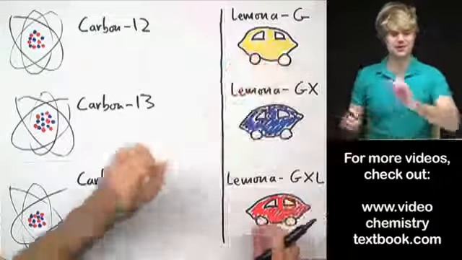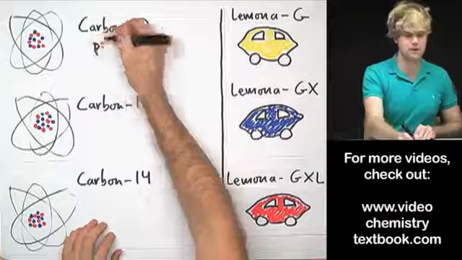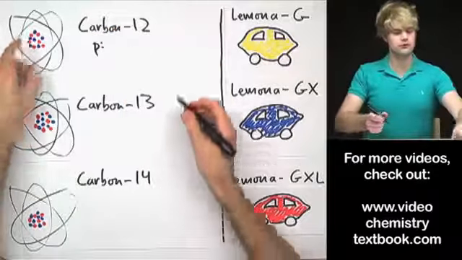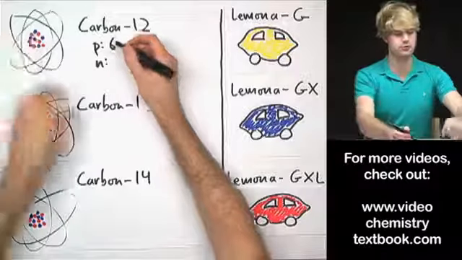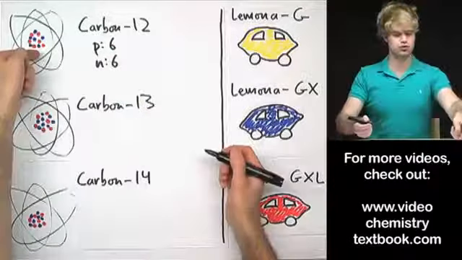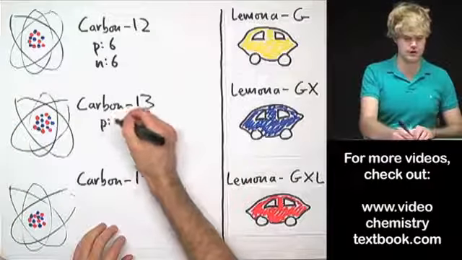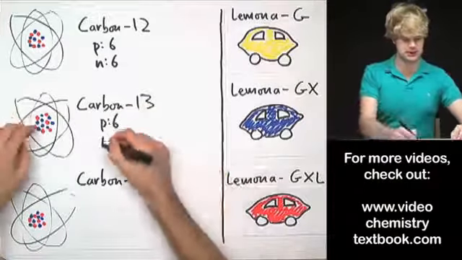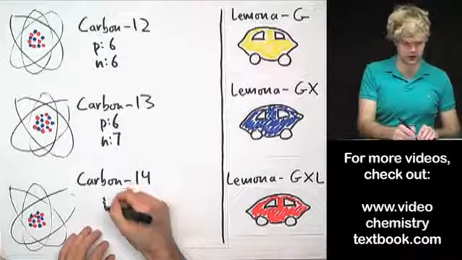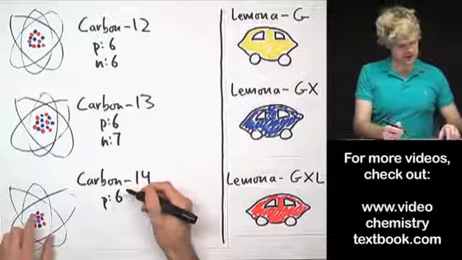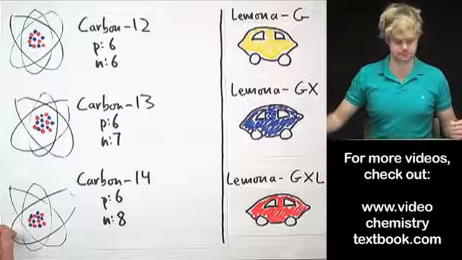Let's look at the options in them. Like we did with the Lamona, let's look at how each one of these different types of carbon differs. Okay? So, if we count the number of protons in carbon-12, we'll see that it has 6 protons, and if I count all the blue spots here, I have 6 neutrons. Okay? Carbon-13, 1, 2, 3, 4, 5, 6. Red spots, 6 protons. In this one, I have 7 neutrons. And in carbon-14 down here, I have 6 protons, and I have 8 neutrons.